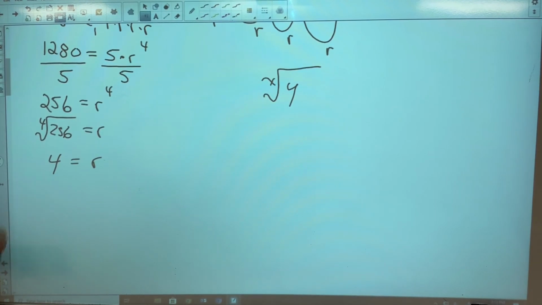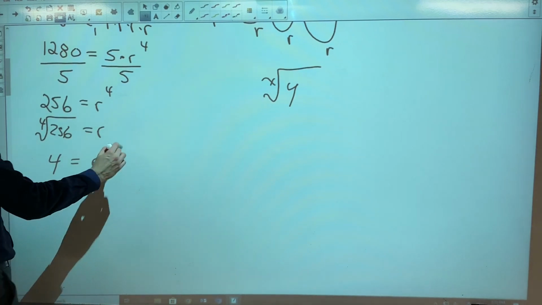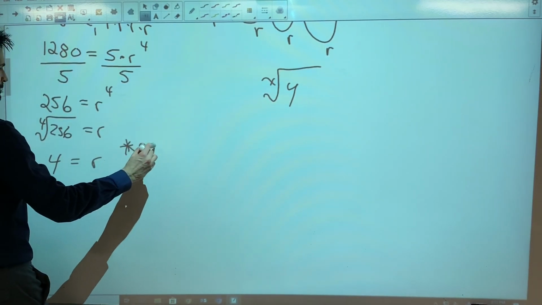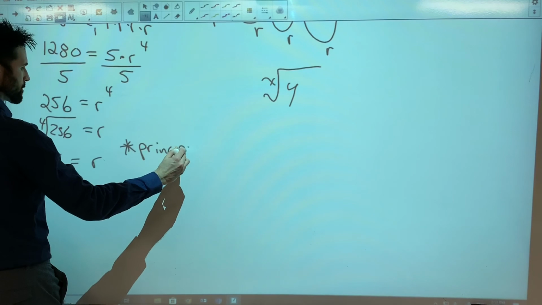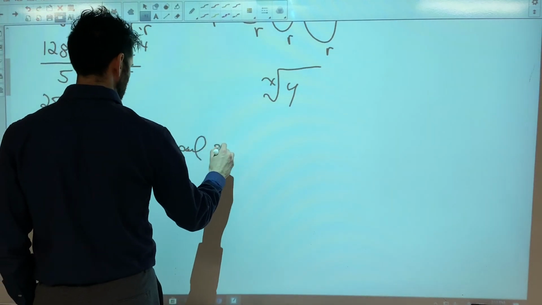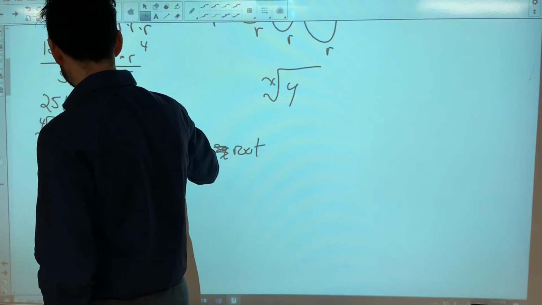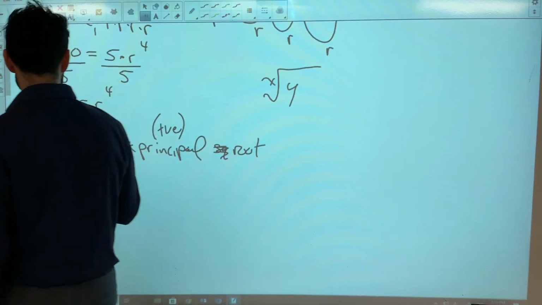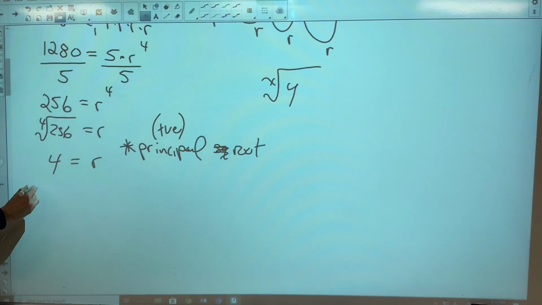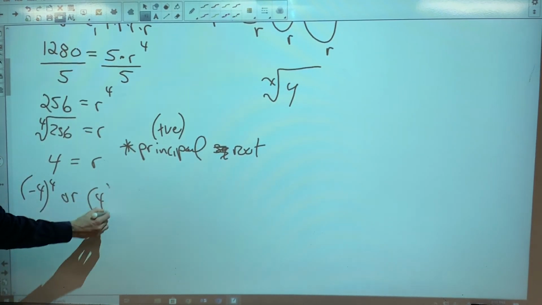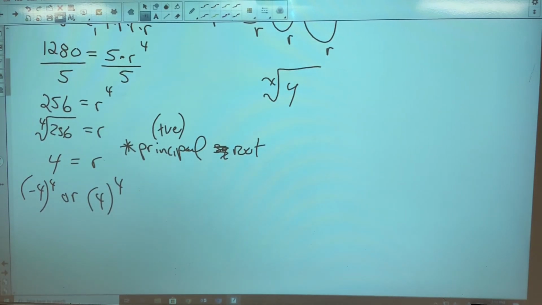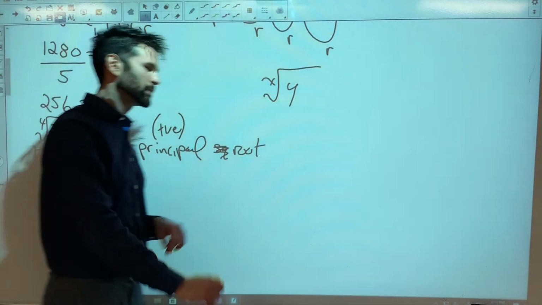Technically, it's plus or minus 4, but we're only going to take what we call the principal root. That just means the positive one, because there's 2 ways I can get 256. I can go negative 4 times itself 4 times, or I can go positive 4 times itself 4 times. So technically the answer is plus or minus 4. But we're just going to take the principal root, otherwise this question gets really long.